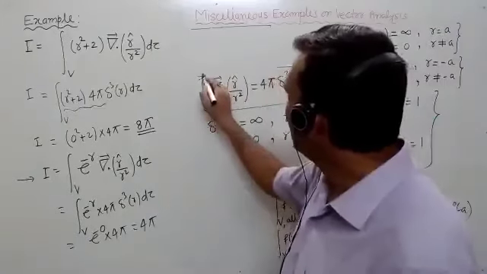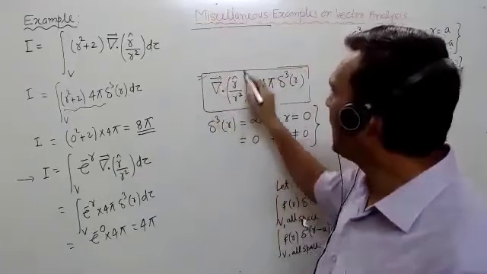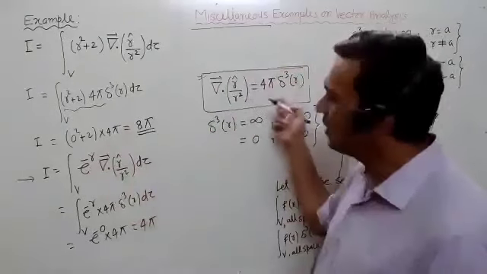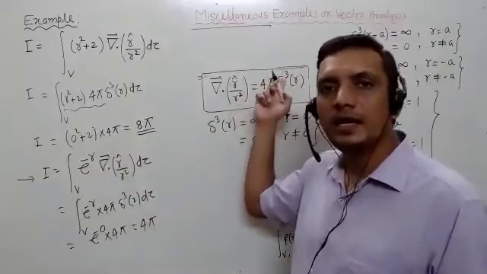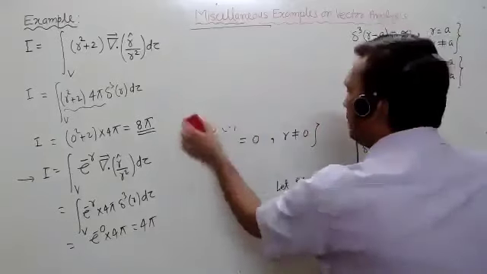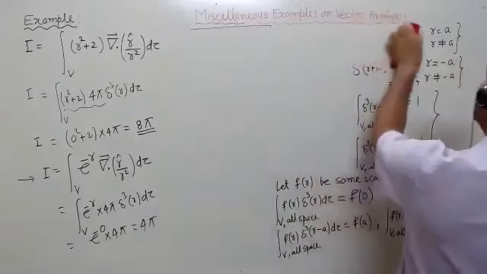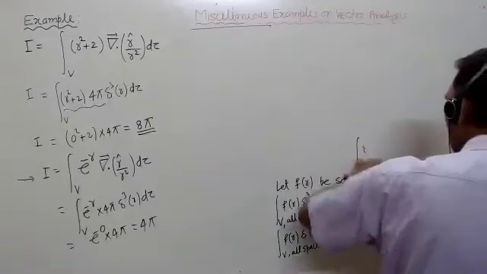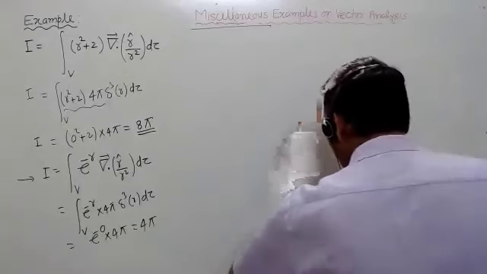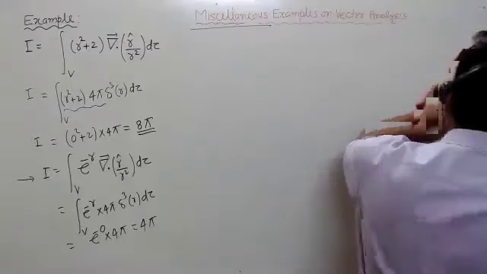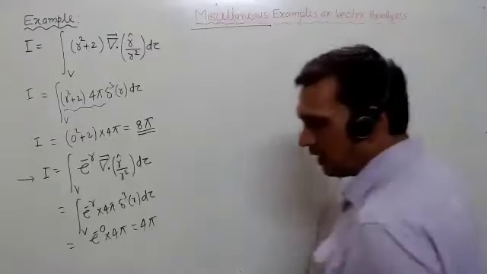In this case, you have to remember this vector r cap by r square. Whenever you have to find divergence, express it in Dirac delta form. Okay? So in this case, divergence of A is 0, but right hand side is non-zero. So answer is non-zero value.